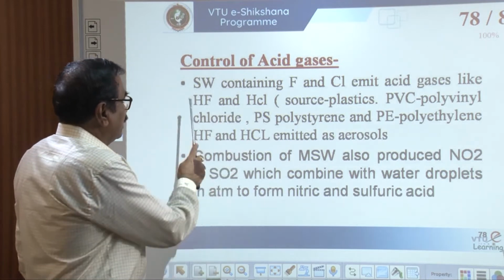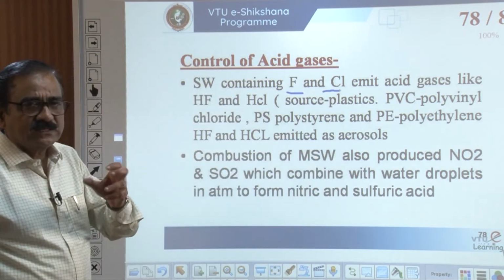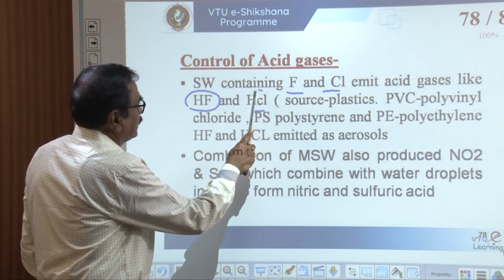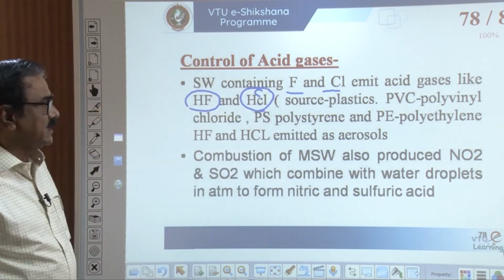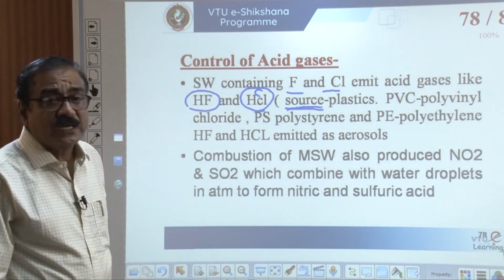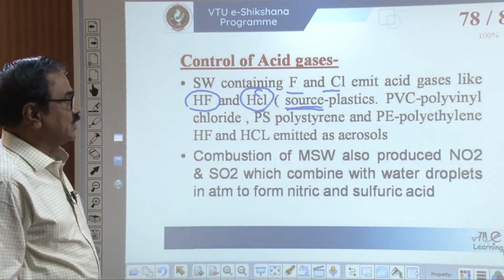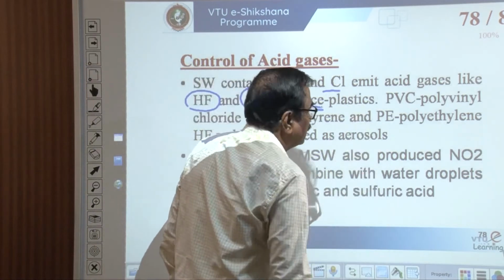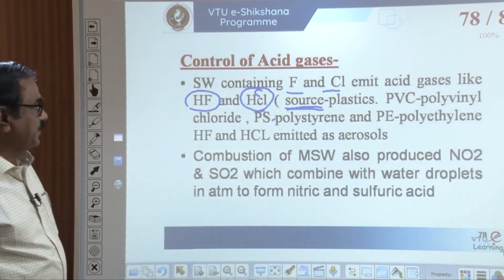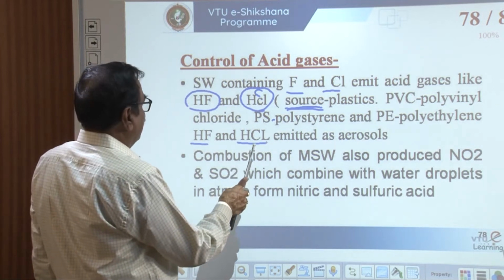Acid gases. Solid waste containing some fluorine and chlorine, some waste containing these kinds of components, emit gases like hydrogen fluoride, HF, and hydrochloric acid, HCl, which are the sources responsible for emission of flue gas containing fluorine and chlorine, not fluoride and chloride. Remember, they are fluorine and chlorine as HF and HCl. Sources are plastics, in particular PVC, polyvinyl chloride, polystyrene PS, and polyethylene PE. Sometimes these are also emitted depending upon the temperature and moisture content, as HF and HCl, as already shown here.